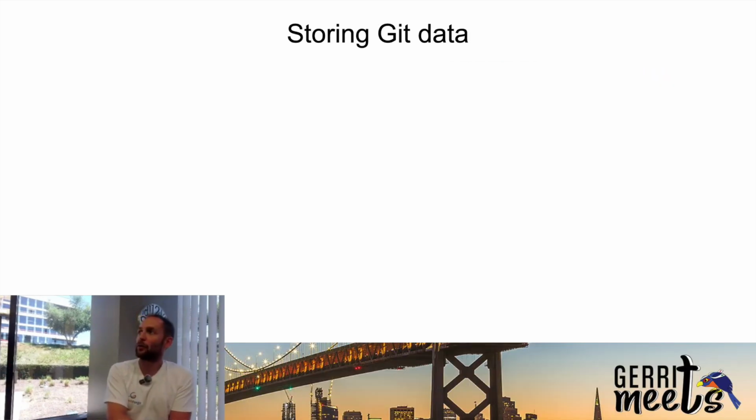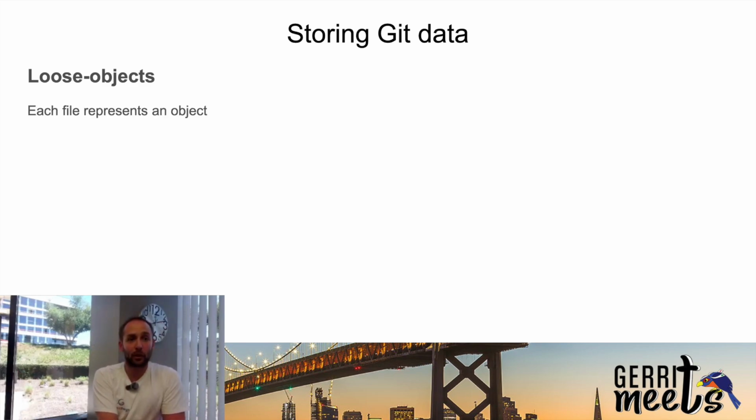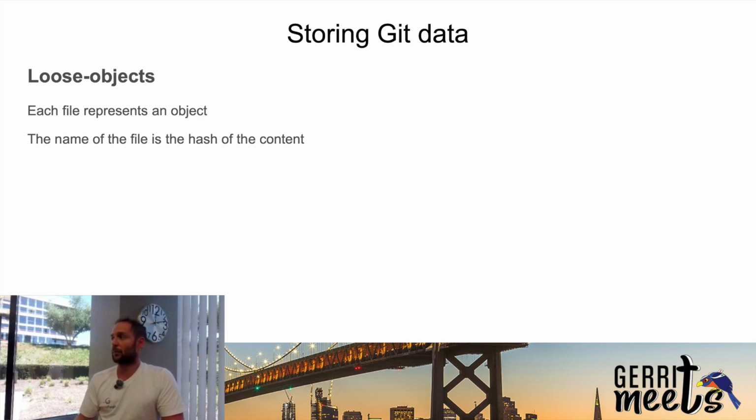So how are all of these objects stored on disk? There are 2 main formats. Loose objects are the simplest, in a sense: each file represents an object. Literally, each file that you push, each tree, each commit, will be its own file on disk. And the file name is going to be the hash of that content. That has interesting repercussions later on. But you don't address them by the file name.